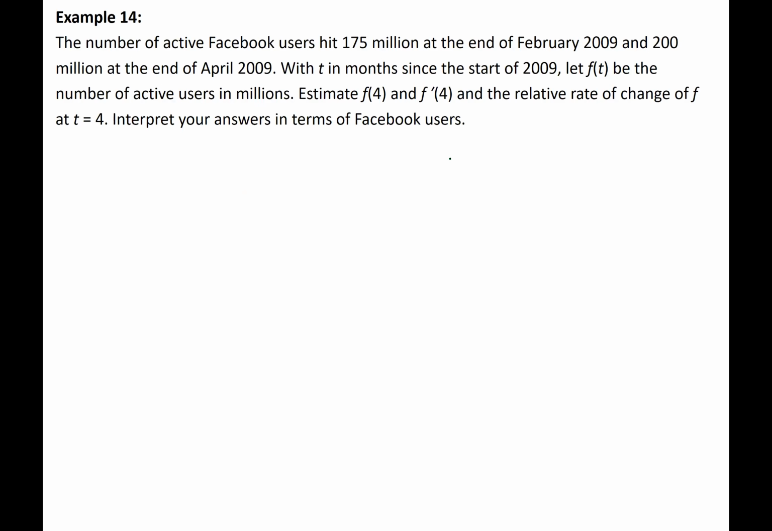The number of active Facebook users hit 175 million at the end of February 2009 and 200 million at the end of April 2009. Right? From February to April, with t in months since the start of 2009, April will be 4 and February is representing 2, the second. Let f of t be the number of active users in millions.